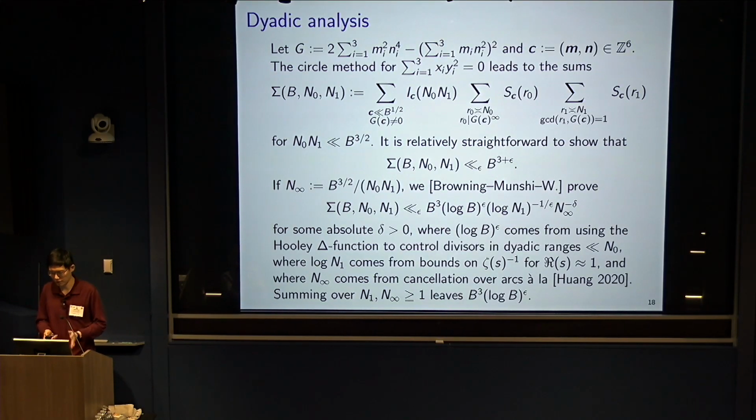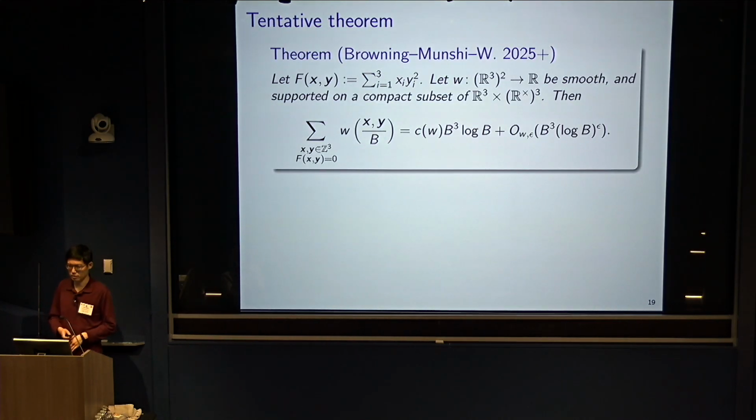And the reason this is good enough for an asymptotic is because in this case, the main term is not just of size b cubed, but b cubed times log b. There's an extra log from the singularities. It's typical when you're using the delta. Yeah.